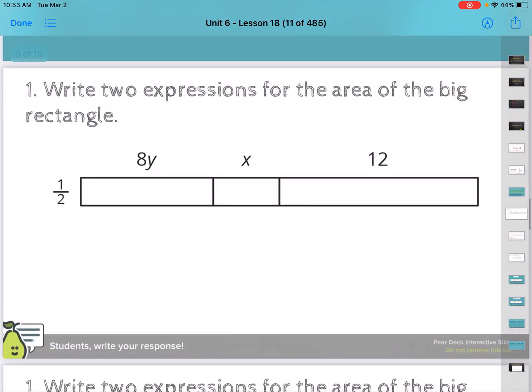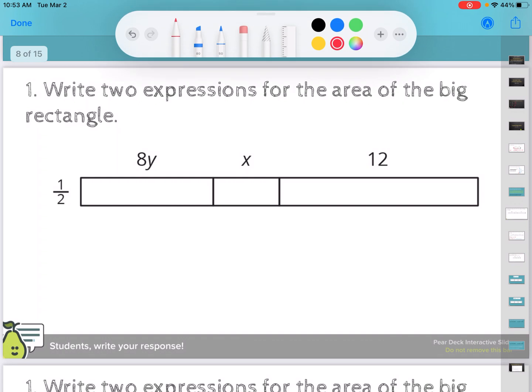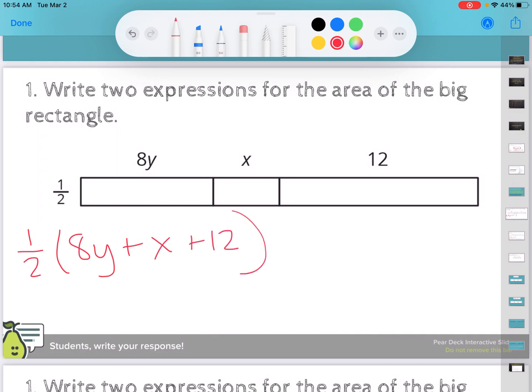So it says, write 2 expressions for the area of the big rectangle. So 2 expressions. So I could do 1/2 times 8y plus x plus 12. Or I could do 1/2 times 8y plus 1/2 times x plus 1/2 times 12. And all of a sudden, the reason why we don't use an x for the multiplication becomes very, very clear. We need to use a dot. So that's 2 different expressions that show the area of this larger rectangle.